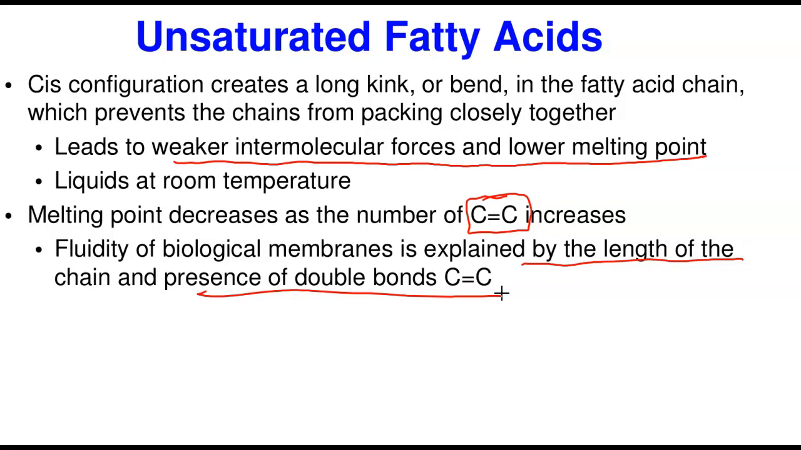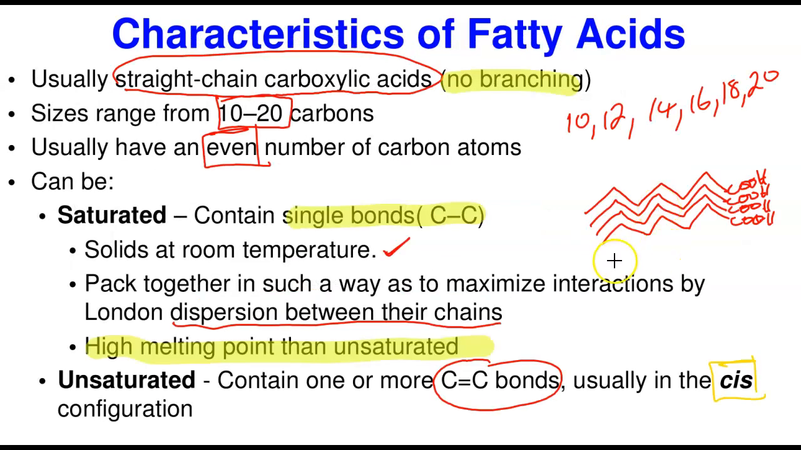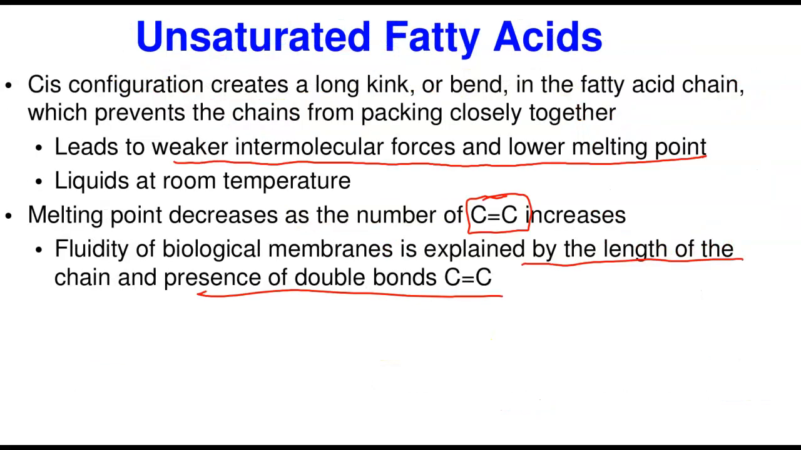Now let's see. I drew the other one and showed you how the saturated ones pack. Now what about the unsaturated ones? How do they pack? Let's see. The unsaturated ones, like I told you, the cis configuration provides this kink or bend. So assuming I have one here, it goes this way. If I introduce only one of these, this is a cis configuration. Then you continue this way.